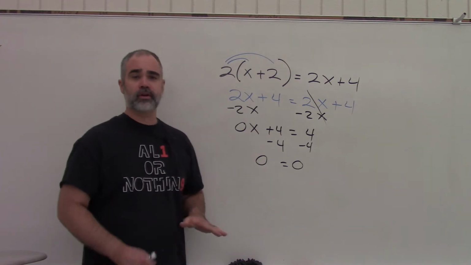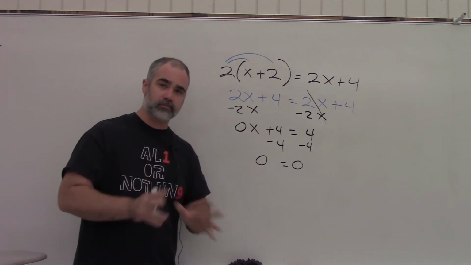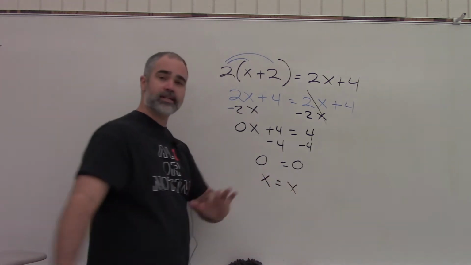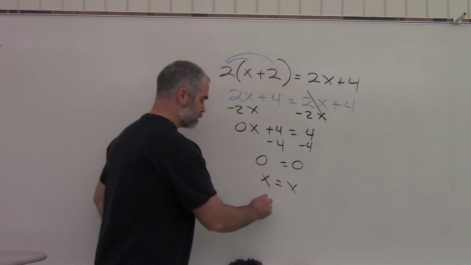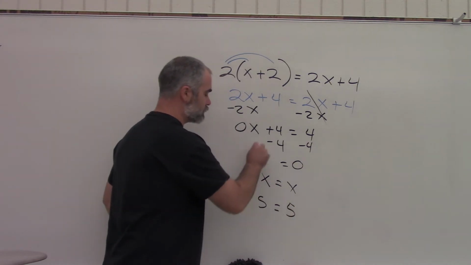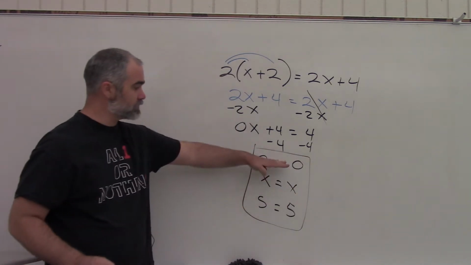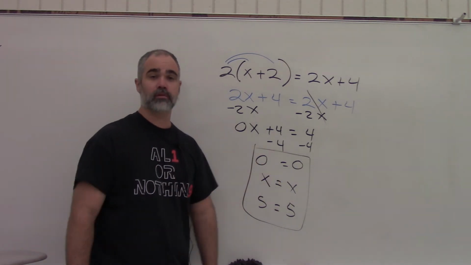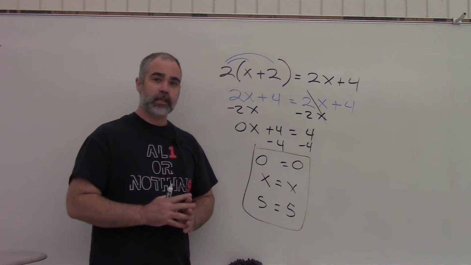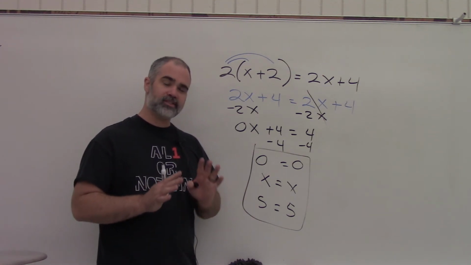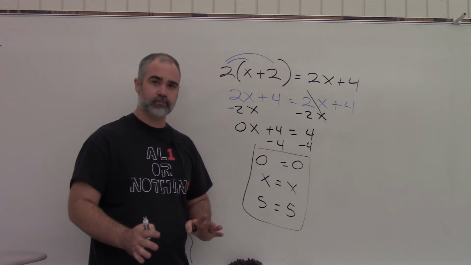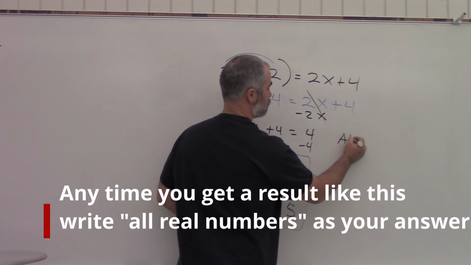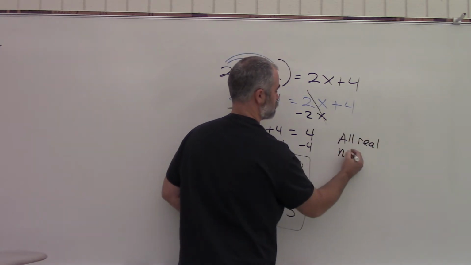So 0 equals 0. This can happen on any problem. You can also see situations where you might have x equals x, or you might see a number equals a number, like 5 equals 5. These are all the same kind of answer. If you ever see something that equals itself when you've done everything in the problem, the answer is a kind of weird answer, but it says all real numbers. That's what I want you to write down on your paper if you get that. All real numbers.